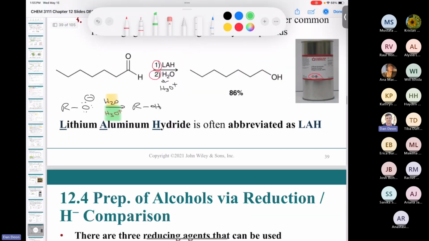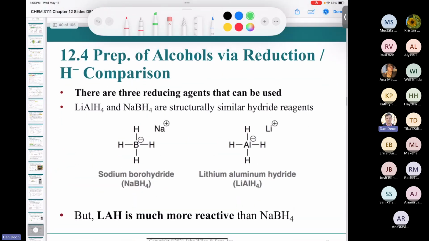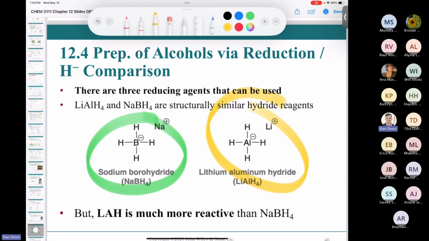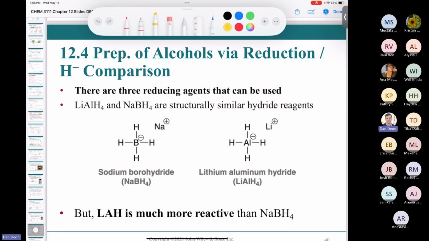They're both perfectly fine. So you probably noticed that there's a real similarity between the sodium borohydride, which is shown here, and the lithium aluminum hydride, which is shown here. They both have an element, boron or aluminum, that has 3 valence electrons with 4 hydrogens. They both have a cation, which is a group 1 metal. But it turns out that lithium aluminum hydride, like I said, is a lot more reactive than sodium borohydride.